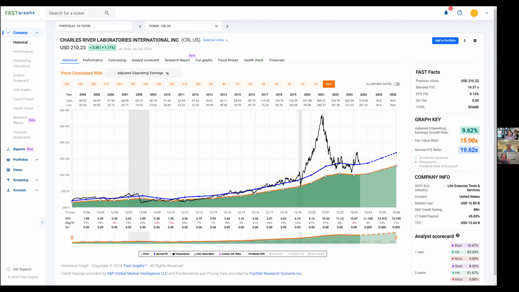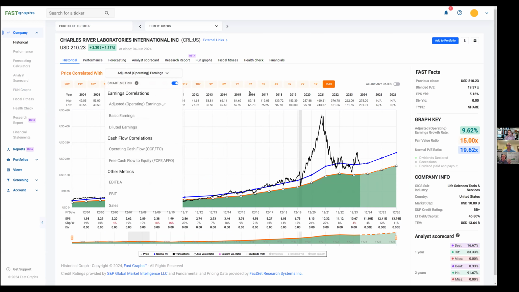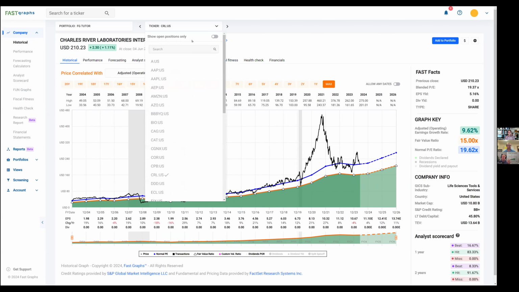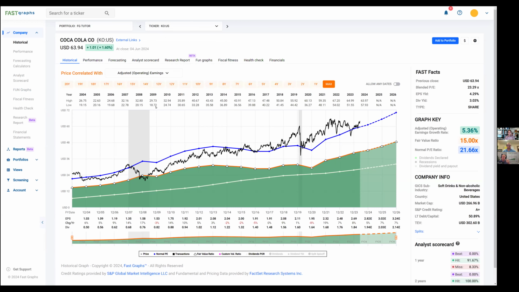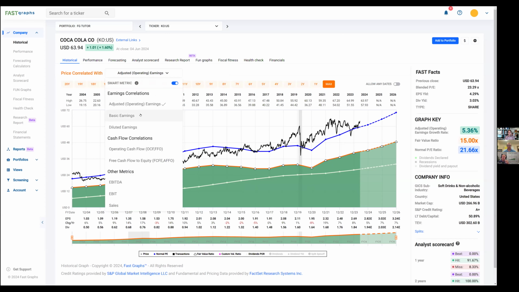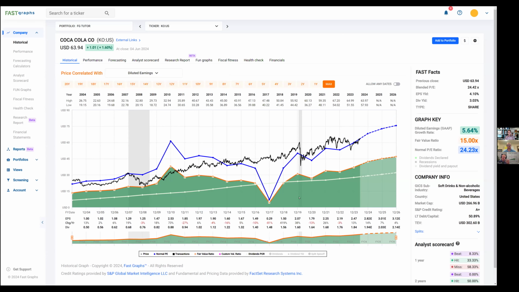The other thing I want to point out is, what's the best metric to use? The answer is all of them. FAST Graphs makes it very easy for you to look at all of these iterations with a simple click of the mouse. So if I want to look at a stock like Coca-Cola, for example, I can look at it through earnings. I can see that the market's always put a high valuation. I can look at it through operating earnings. I can look at it through diluted earnings. And one of the things I see here by observation is that there were times where, with accounting convention, non-cash charges and accelerated depreciation schedules and so on, the diluted earnings dropped a lot, but the market didn't seem to care. So a lot of times you'll see there's not a high correlation.